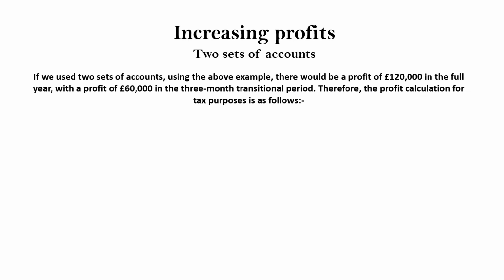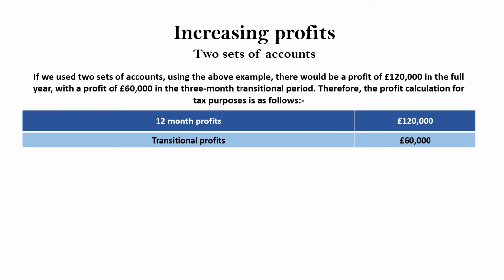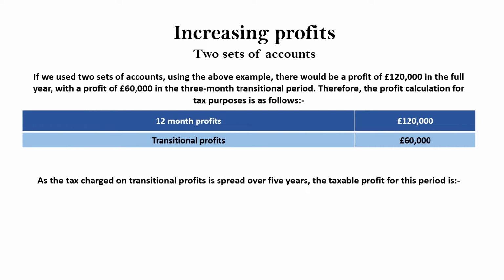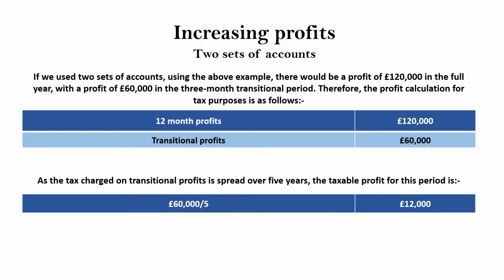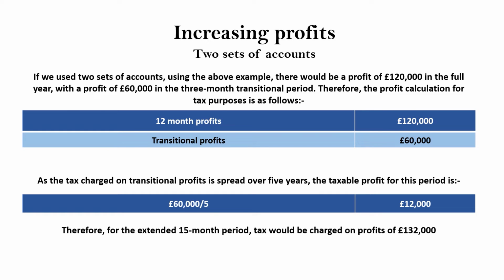Two sets of accounts. If we use two sets of accounts, using the above example, there would be a profit of £120,000 in the full year, with a profit of £60,000 in the 3-month transitional period. Therefore, the profit calculation for tax purposes is as follows. 12 months profits equals £120,000, transitional profits equals £60,000. As the tax charged on transitional profits is spread over 5 years, the taxable profit for this period is £60,000 divided by 5, which equals £12,000. Therefore, for the extended 15-month period, tax would be charged on profits of £132,000.